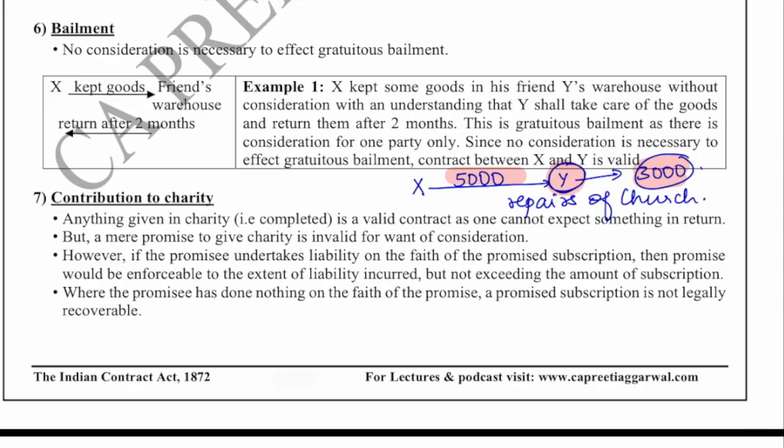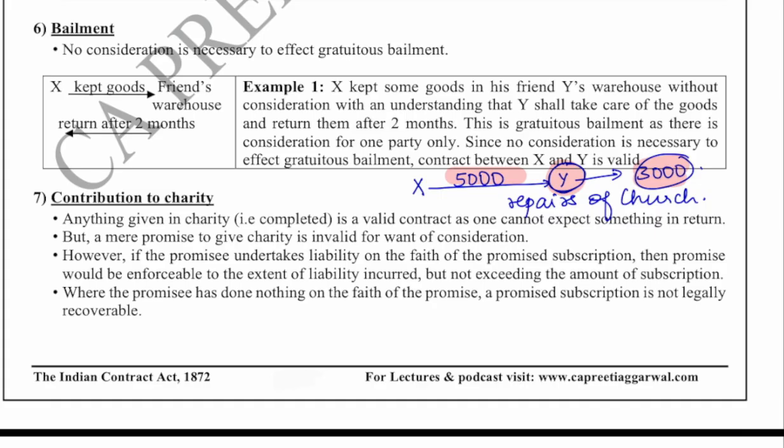But ma'am, what if he spends 30,000? No. We'll give only 5,000. That is the amount we had promised. We'll not give more than that. So actual or promised, whichever is less. Actual 3,000, promised 5,000, whichever is less. Actual 30,000, promised 5,000, whichever is less, 5,000.